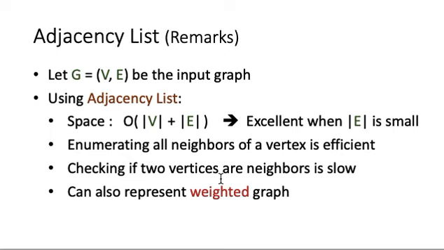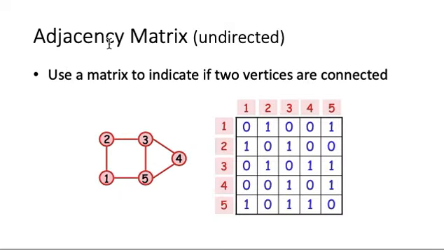Now, another very common representation method is called the adjacency matrix. For this one, we are using a matrix to indicate whether two vertices are connected or not. Here, 1 is connected to 2 and 1 is connected to 5. So in the matrix, the entry for (1, 2) and the entry for (1, 5) are 1. It represents that these two vertices are neighbors of 1, and 0 represents that it is not connected. So we are going to use a matrix as the representation.